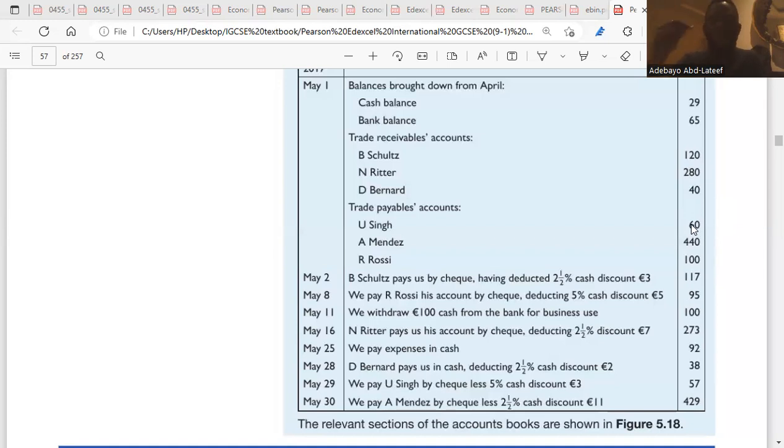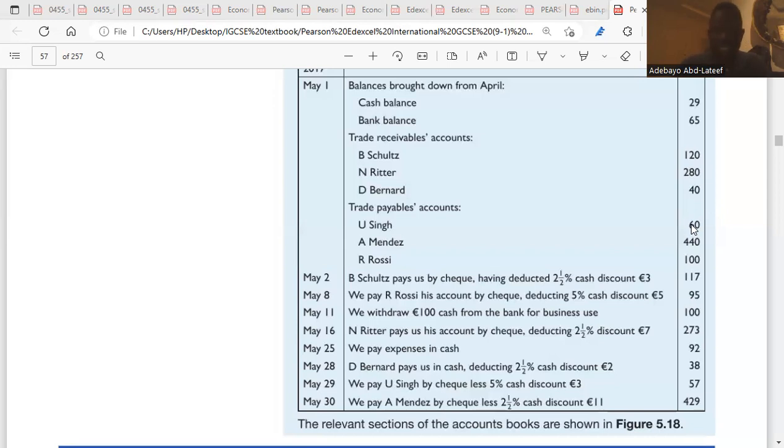So it will be recorded on the credit side of the cash book because we are making payments. And the 3 euros that we're given as discount received will also be on the credit side, in the discount received column of the cash book. But the 3 euros will become discount revenue in our trading profit and loss accounts.